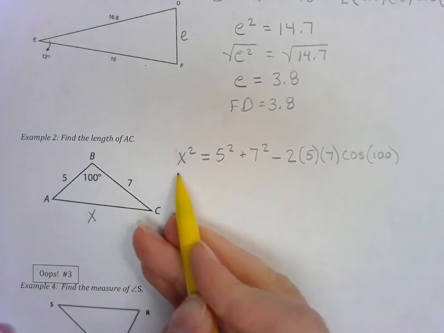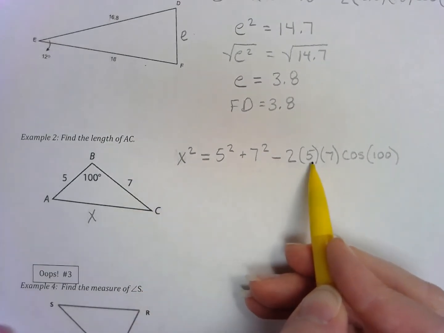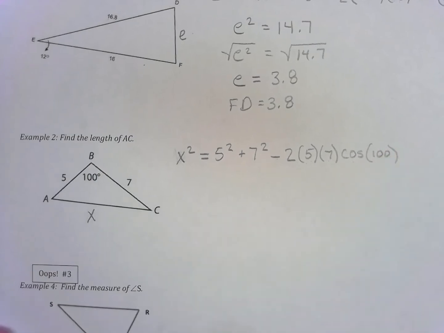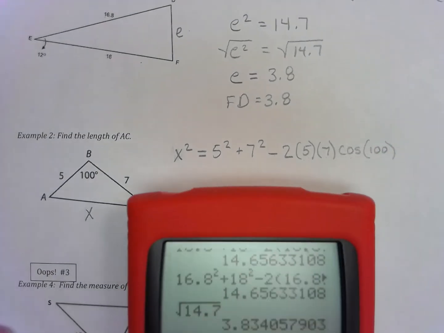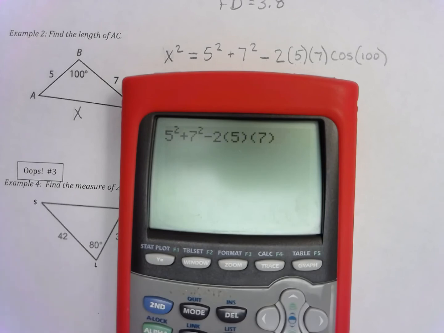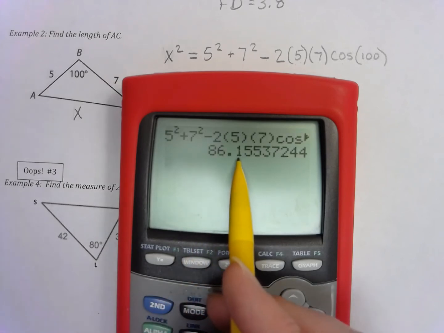So the beginning of it looks like Pythagorean theorem. And then just remember it's minus 2 times your AB, cosine of your angle. So now let's type that in the calculator. So we have 5 squared plus 7 squared minus 2 times 5 times 7, and then we'll do cosine of our angle. We get 86.2 when we round.